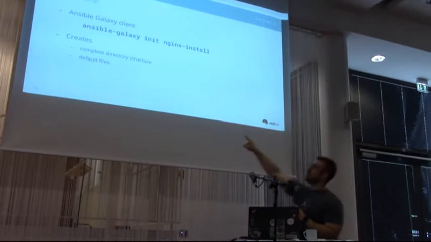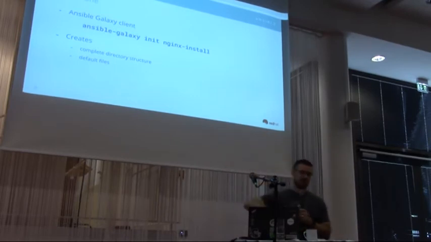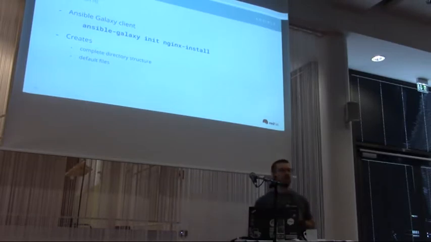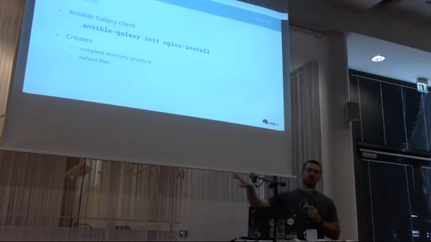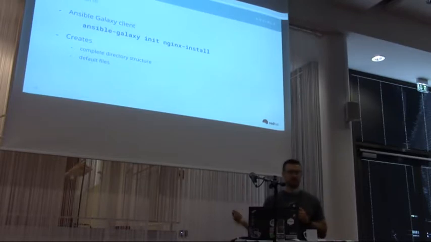But we have an Ansible Galaxy command. The Ansible Galaxy command allows you to install roles from a personal hosted Galaxy or any arbitrary remote file, because you can just tar up a role file, or from a Git repository. I think we also support SVN or Mercurial. I don't remember which one. There's a couple of them.